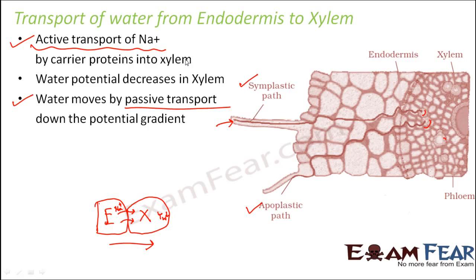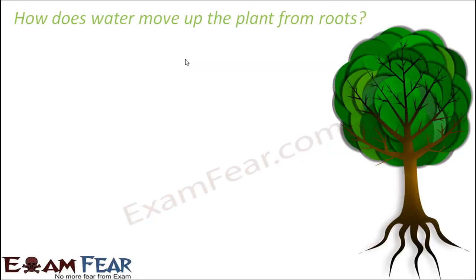Now we have understood how water is absorbed by root hairs. From root hairs it will get into the deeper layers of roots, and from there into the xylem of the root. But from the xylem of the root it has to move to the xylem of the stem and the xylem of the leaves. That has to be governed by some mechanism which will help water to move upward. So let us look at those mechanisms which will help water move up the plant from the roots.